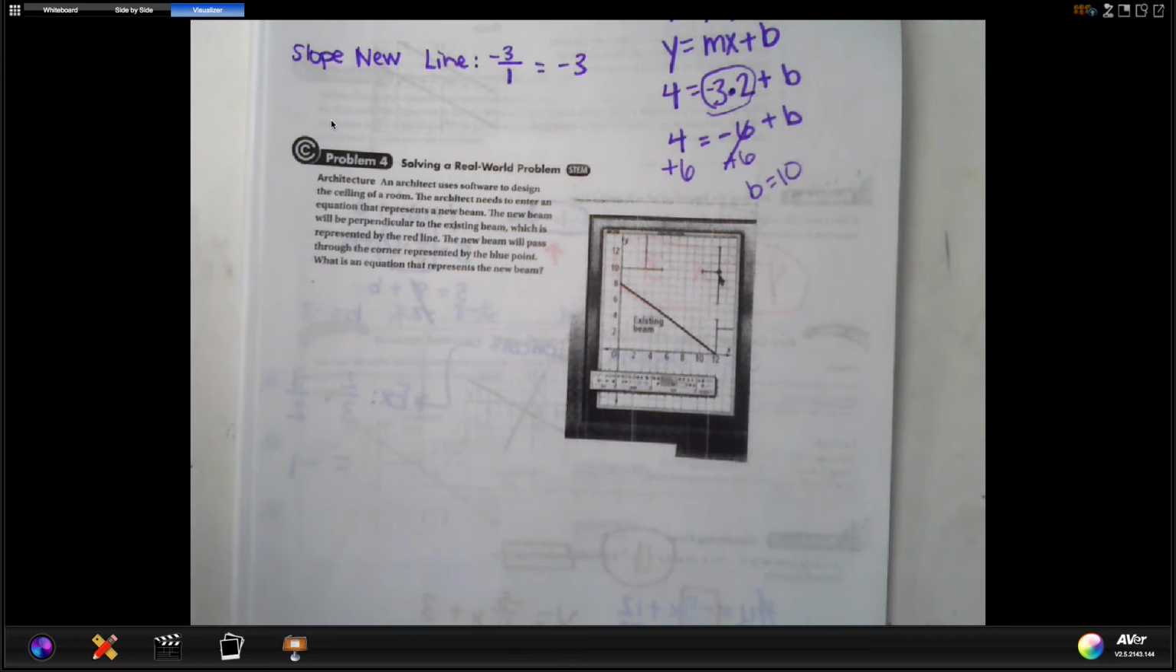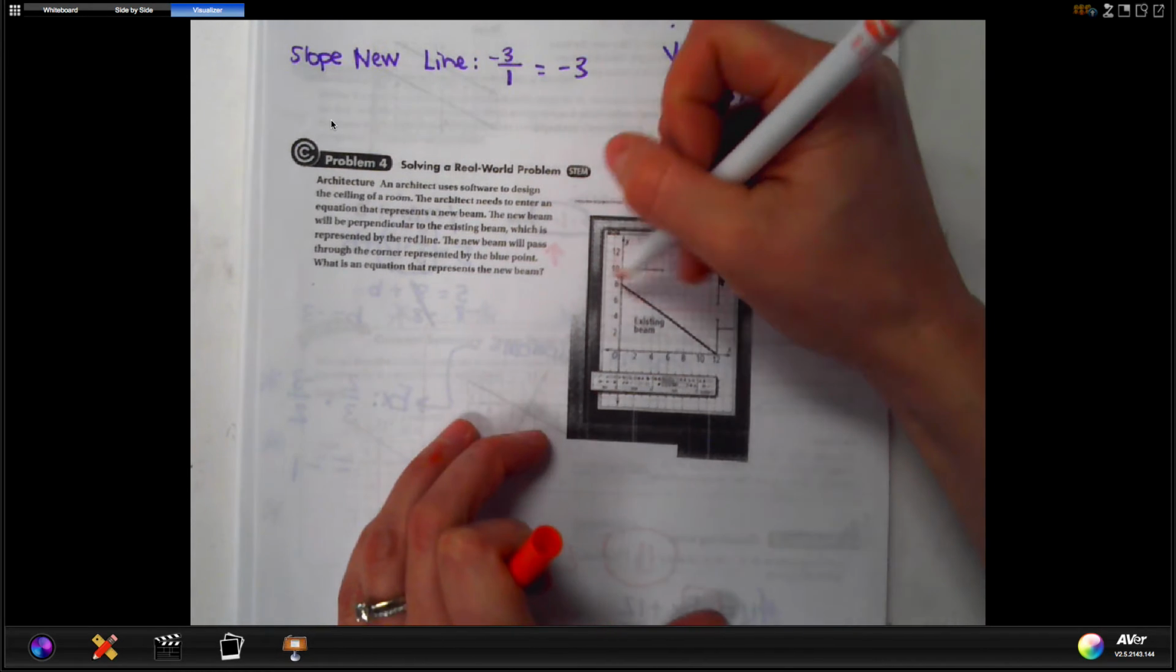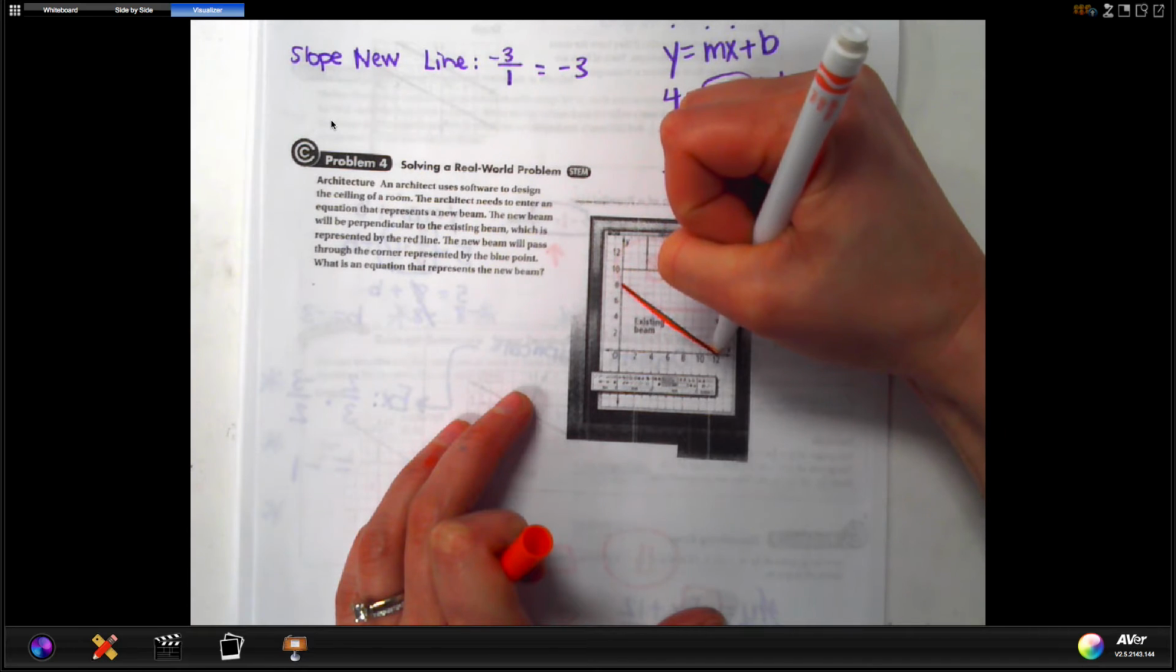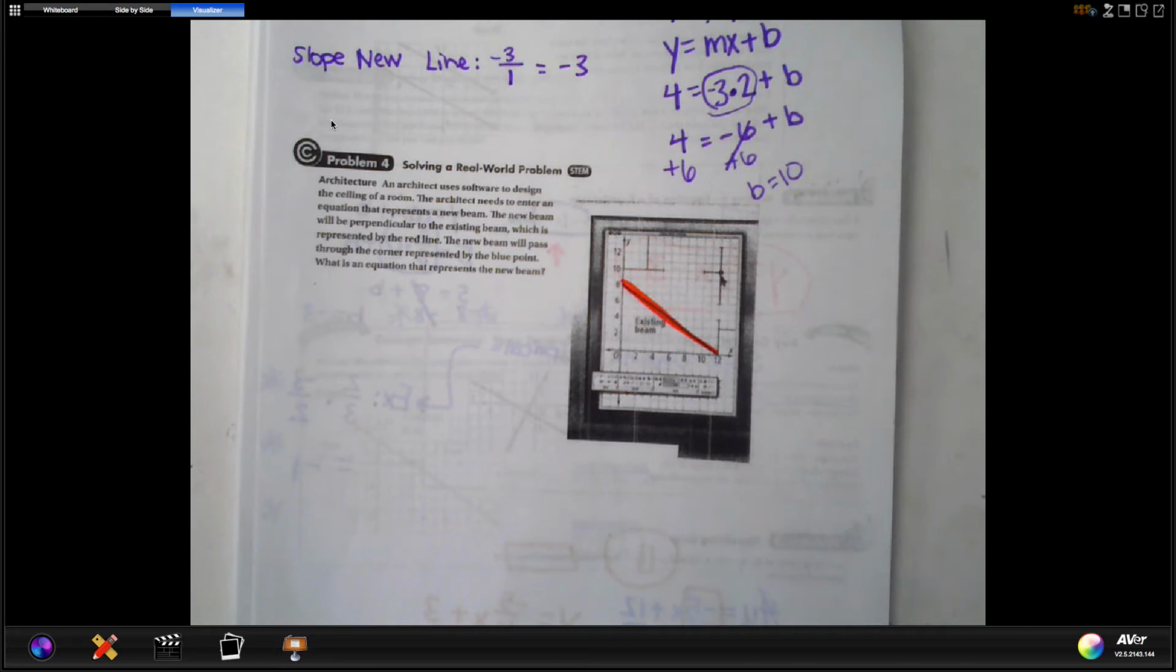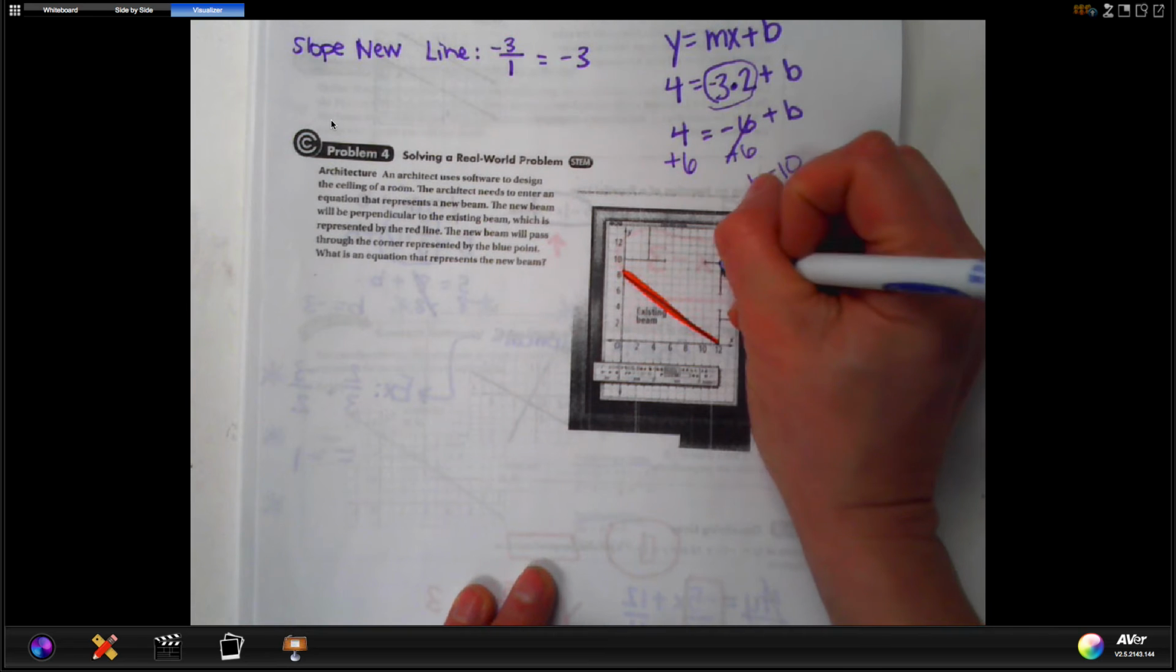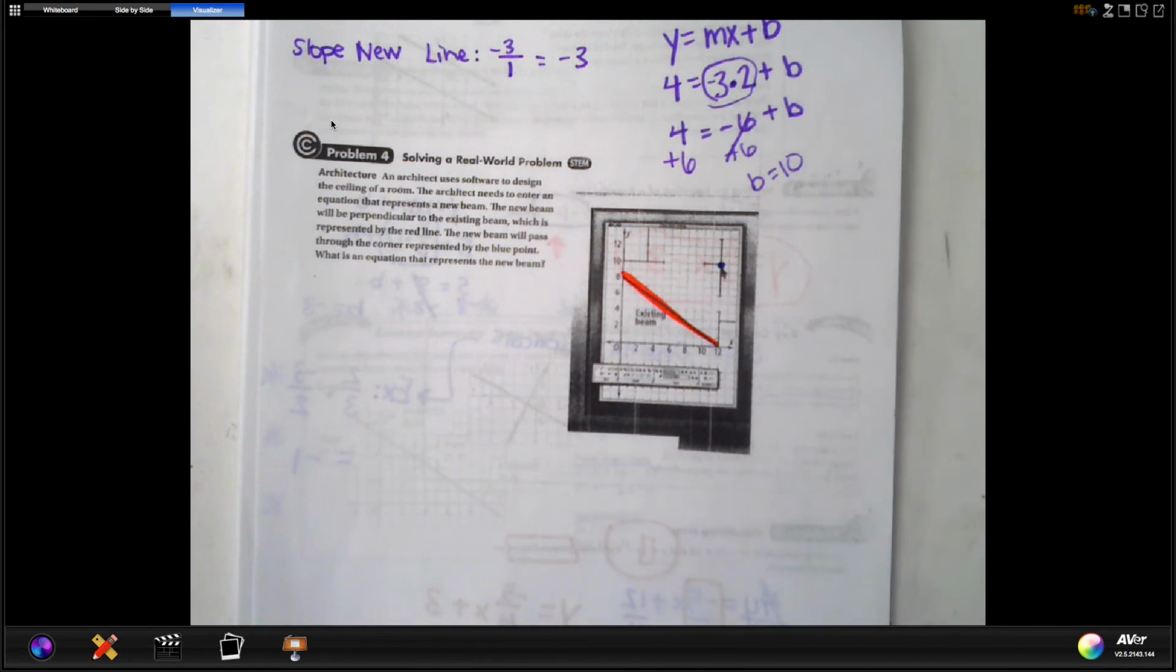An architect uses software to design the ceiling of a room. The architect needs to enter an equation that represents a new beam. The new beam will be perpendicular to the existing beam, which is represented by the red line. I know you can't see that it's red, so I'll highlight it, but this is the existing beam. The new beam will pass through the corner represented by the blue point. So this would be the corner. What is an equation that represents the new beam?